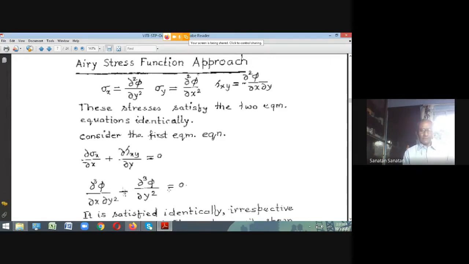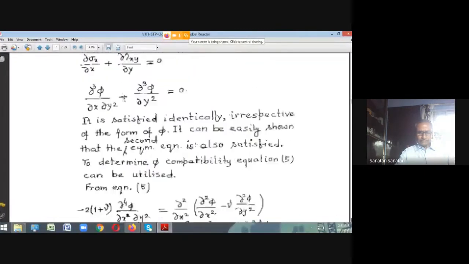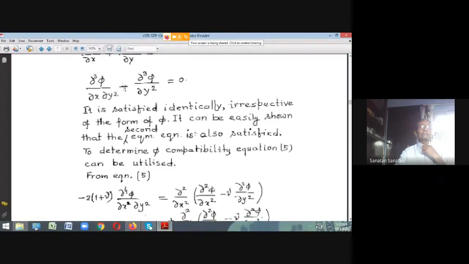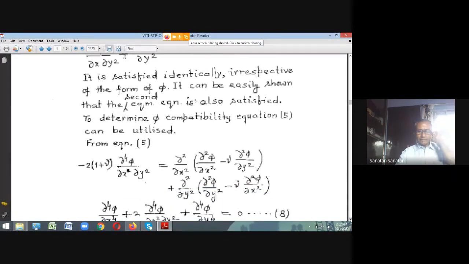This equation is satisfied. Similarly, if we look into the second equation, that is ∂τxy/∂x + ∂σy/∂y = 0, and put the values of the stresses there, it is also satisfied. So this stress function has been so defined that it satisfies both equations identically. It's an interesting thing that this stress function is so nice, irrespective of the form of phi.